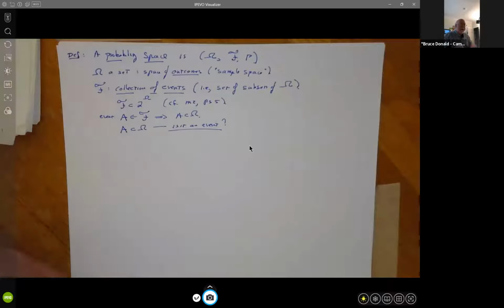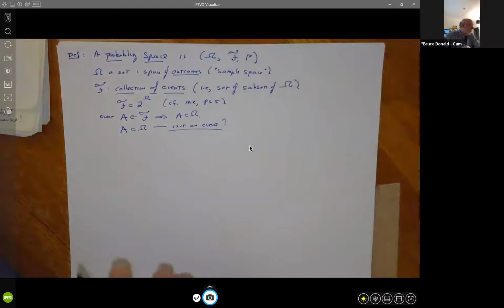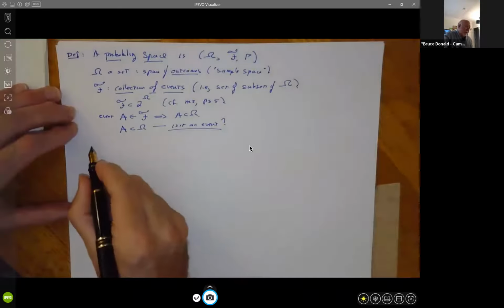Now, we want to ask, what are the properties that F has to satisfy in order for it to be well-behaved? I'm going to be very high level about this. Many of you will want to take a course in measure theory later to understand what's really going on. But what's important is the following.